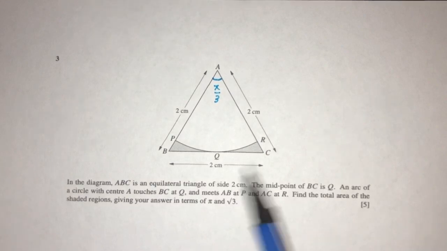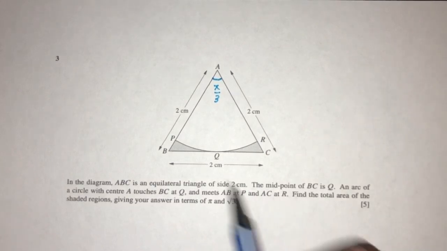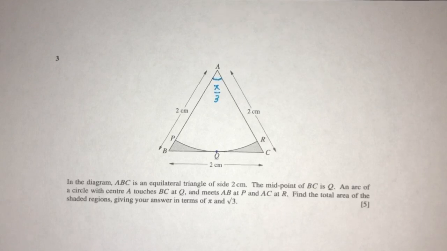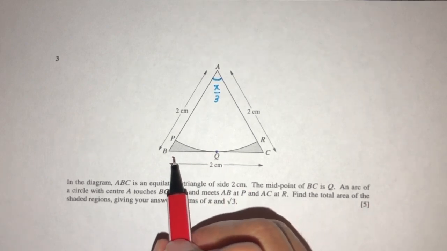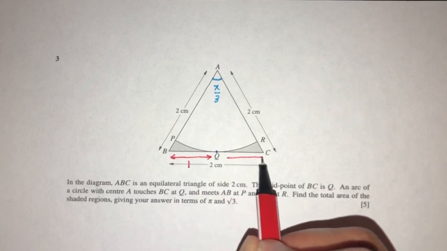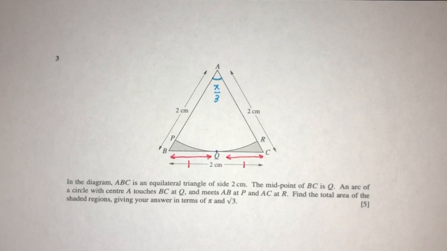Now what else? The midpoint of BC is Q. So this is the midpoint of BC. An arc of a circle with center A touches BC at Q. Okay. So if this is the midpoint, it means that this will have to be 1 and this will have to be also 1 because it is exactly the same length.